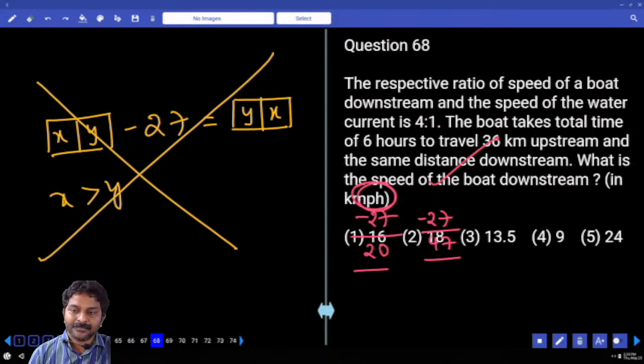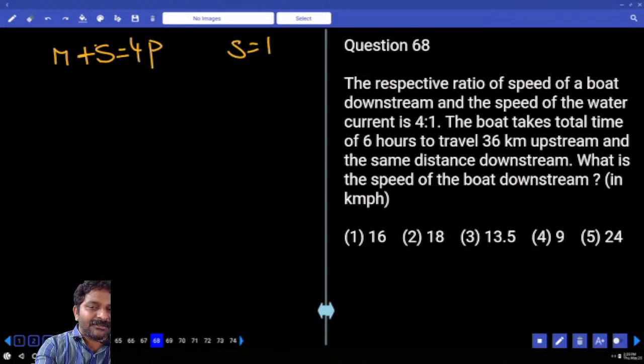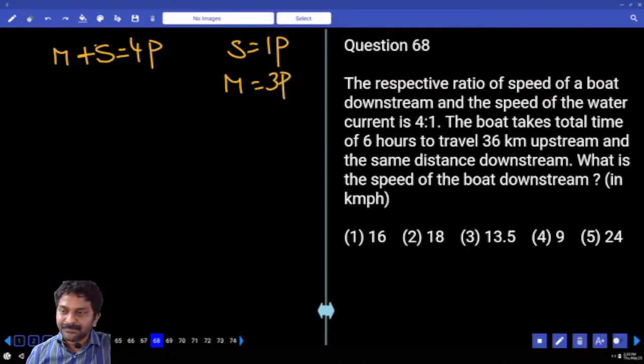Got it? The respective ratio of speed of the boat downstream and speed of the water current is 4:1. That means m minus s or m plus s? Hey pillalu, m plus s is equal to 4 parts. S is equal to 1 part, then m is equal to 3 parts.